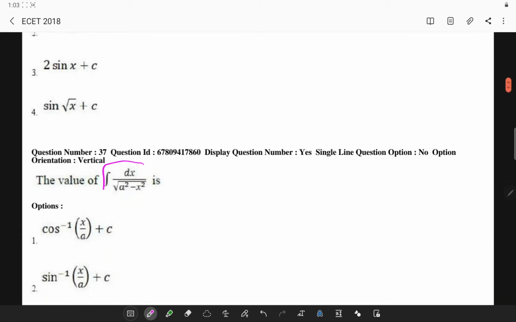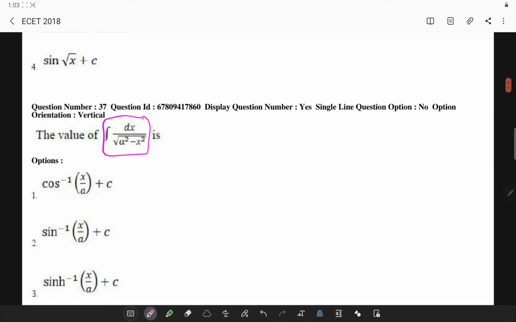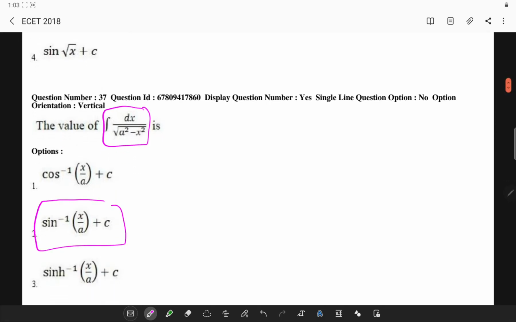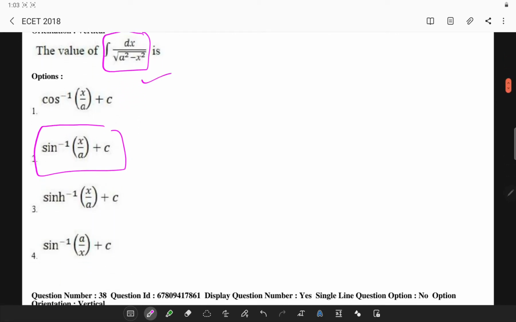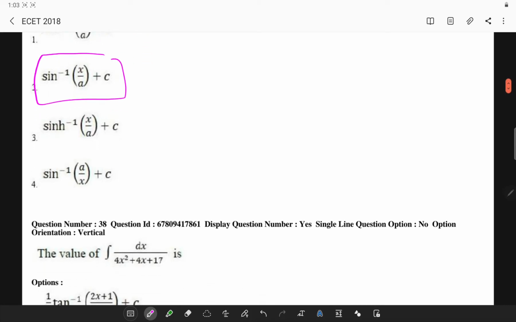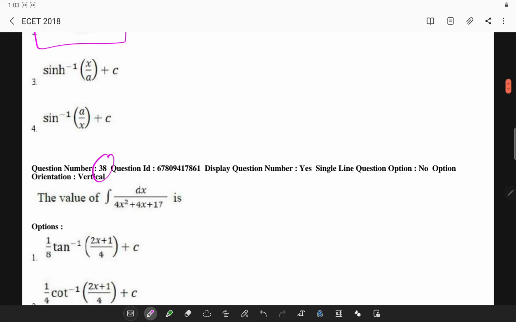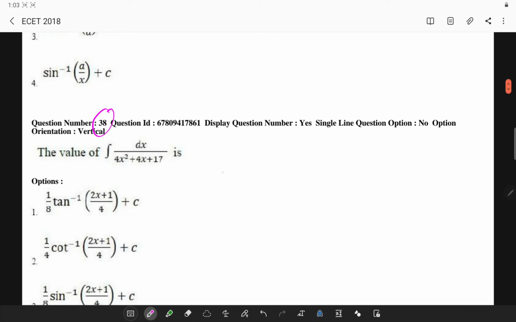Now this is also a basic formula which you have to remember for ECET. The integral of 1 by root over a square minus x square is sin inverse x by a. Now let's get back to another question which is also related to integration. Observe this is in the form of 1 by a square plus x square. You have to reduce it to this form.